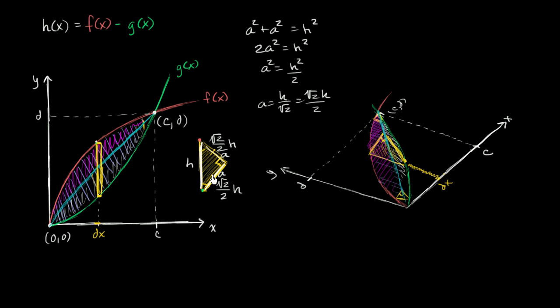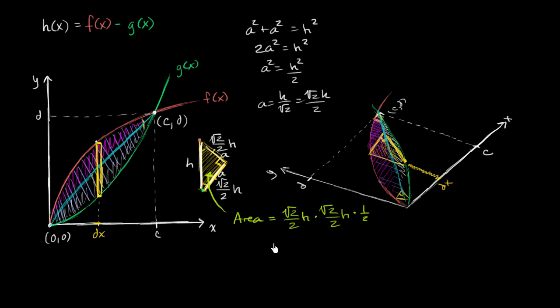And so what is the area going to be? Well, the area is just going to be your base times your height times 1/2. So let me write that down. The area there is just going to be the base, which is square root of 2 over 2 times our hypotenuse, times the height, which is square root of 2 over 2 times our hypotenuse, times 1/2. If we didn't do that 1/2, we would be figuring out the area of this entire square. But we're concerned with the triangle.